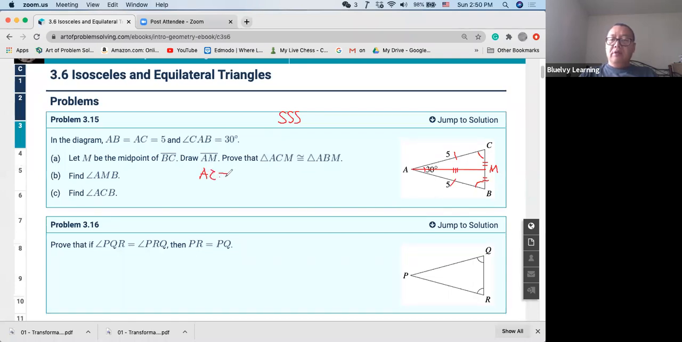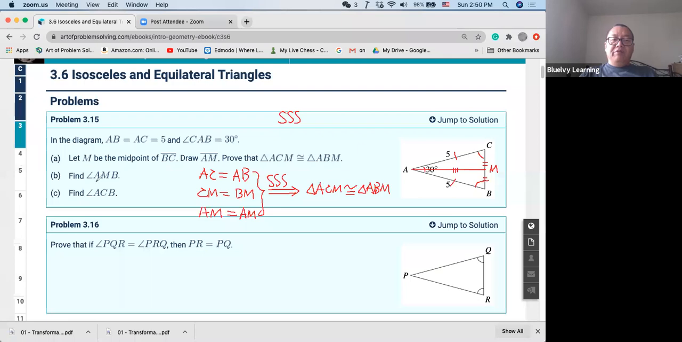AC equals AB. Then CM equals BM. Then AM equals AM. From these three pieces of information, we can use the SSS theorem to prove triangle ACM is congruent with triangle ABM, right?